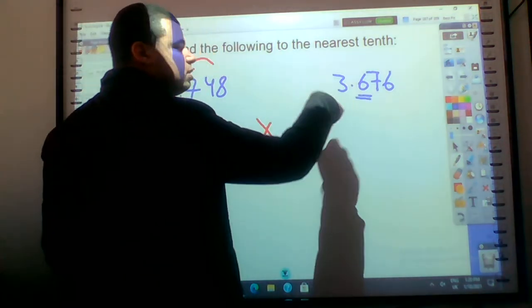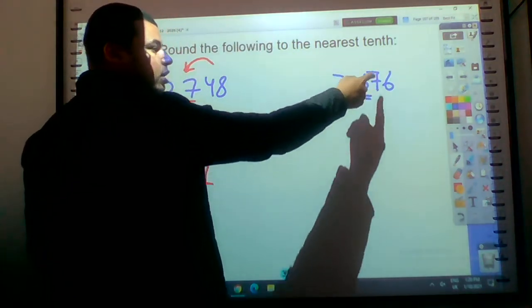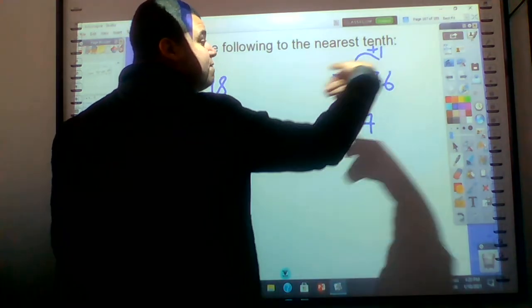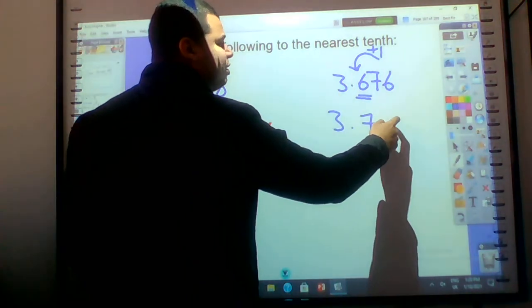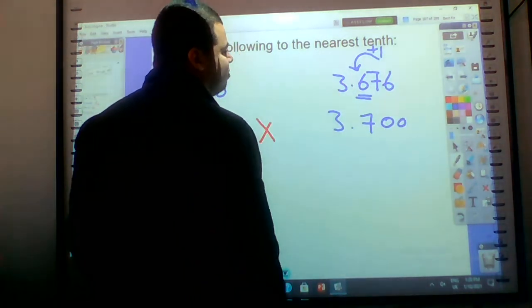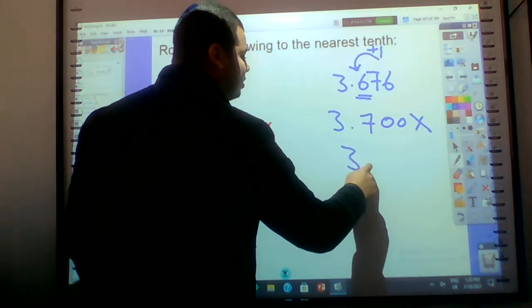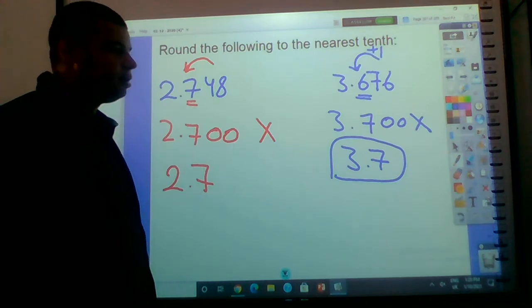Rounding to the nearest tenths, look at the digit after it, it's 7. Strong number gives it 1. This becomes 7. Everything before it stays the same. Everything after it, Mr. E said it's going to be wrong. They want to the nearest tenth is just a 3.7. Thank you. That's it.